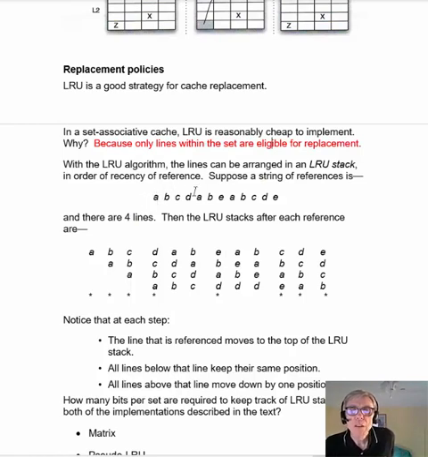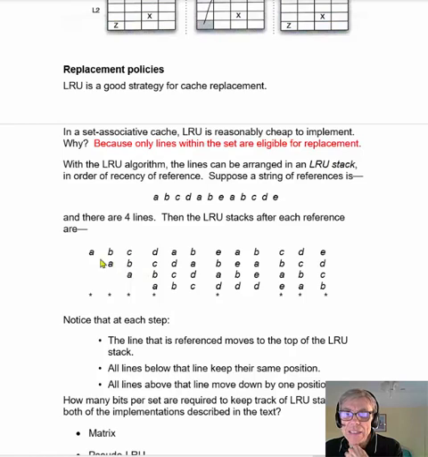So let's suppose we have this string of references, A, B, C, D, A, B, E, etc., and there are 4 lines. Then the LRU stacks after each reference are shown below. They're arranged in order of recency of access so that the most recently referenced is at the top and the least recently referenced is at the bottom.